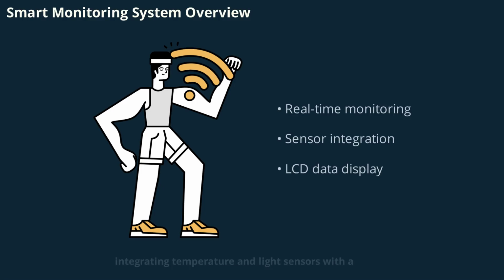For example, integrating temperature and light sensors with a microcontroller allows real-time monitoring of environmental conditions. Data can be transferred using UART and results displayed on an LCD. Such systems are widely used in home automation, industrial monitoring, and smart agriculture.